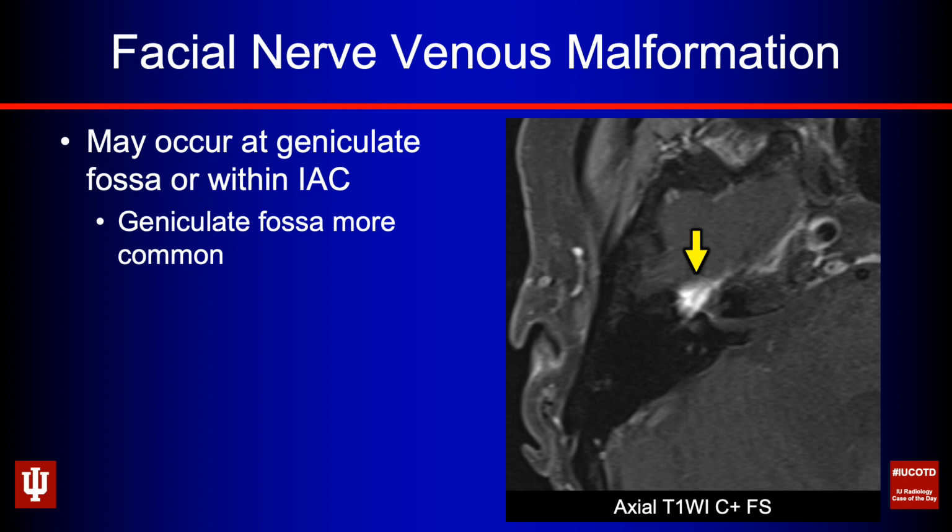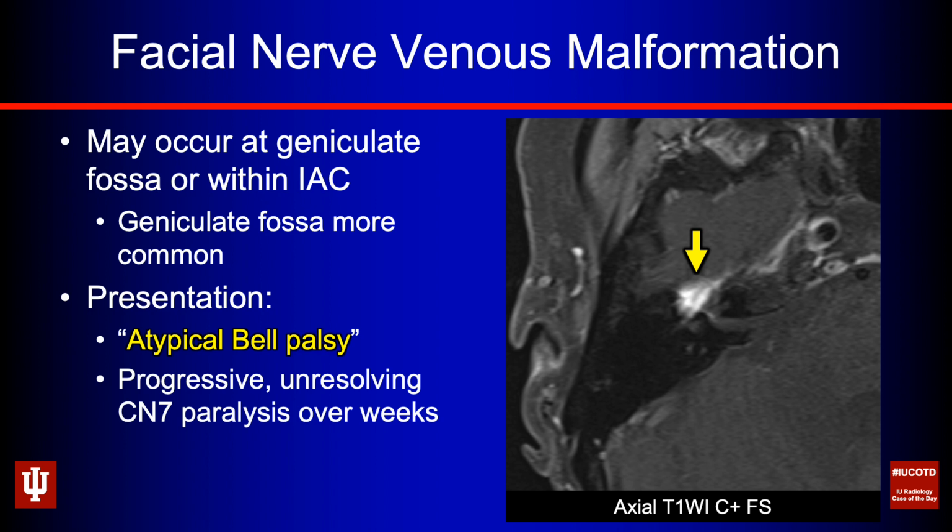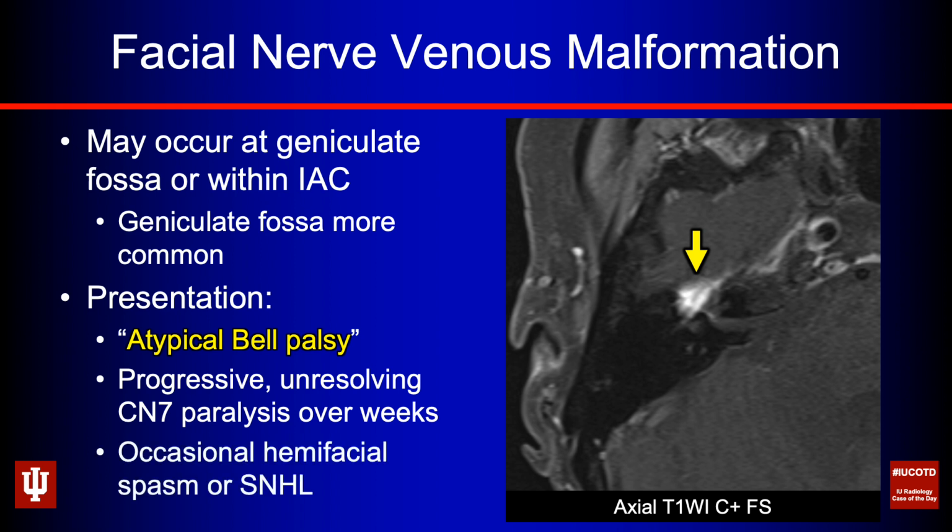So how do these things present? Guess what? This is one of those atypical Bell palsy things where they have maybe a slower progression of their facial weakness, or it's not resolving. They can also have this progressive, slow cranial nerve 7 paralysis. This usually occurs over weeks rather than that crescendo over 24 to 48 hours. Sometimes they'll even have hemifacial spasm or sensorineural hearing loss.